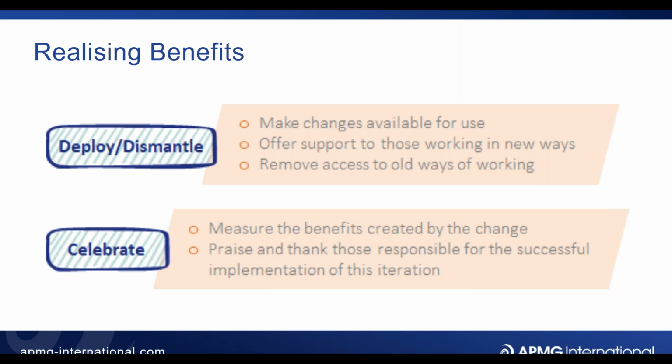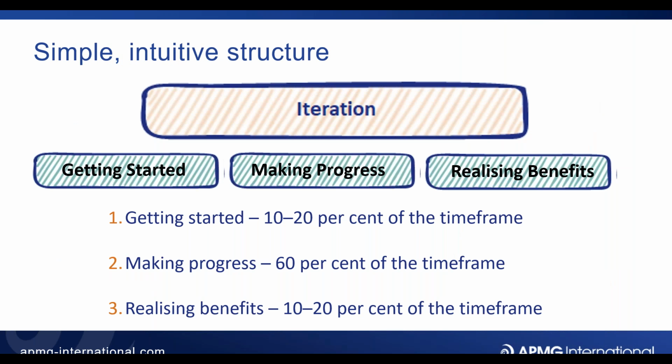So hopefully you can start to see that if we're going to go down this collaborative planning route, it's a really simple structure that we repeat for every single iteration. It's not special to one iteration, it's something we repeat for everything.